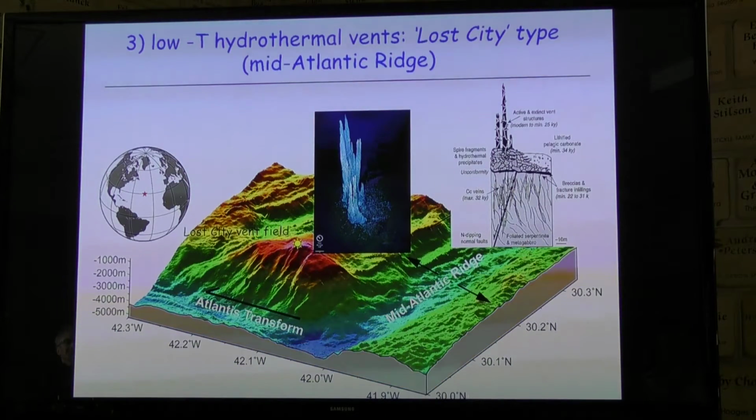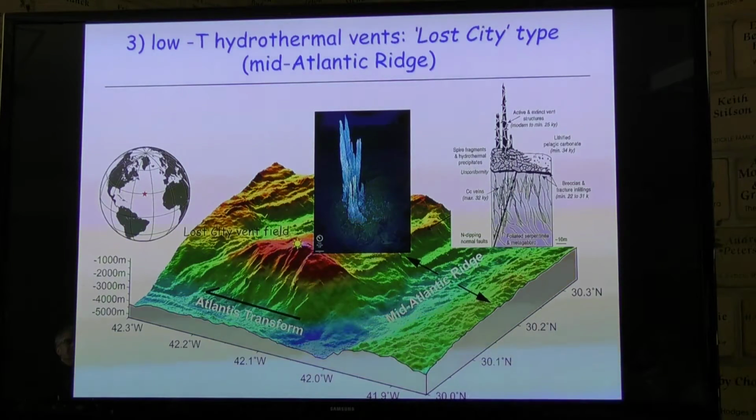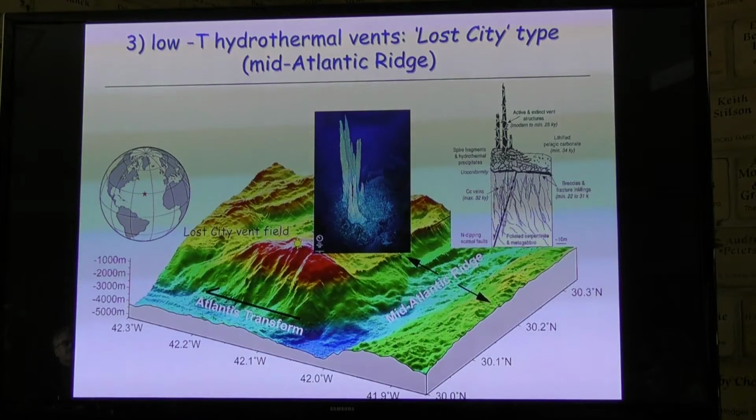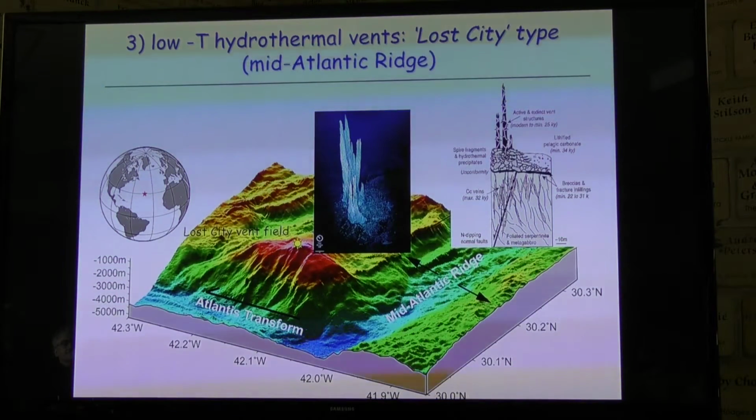Okay, so now what? How many of you have heard of serpentinization? Have any of you heard of serpentinization? Okay, so serpentinization is basically you take fresh olivine, iron, magnesium, silica, and oxygen.